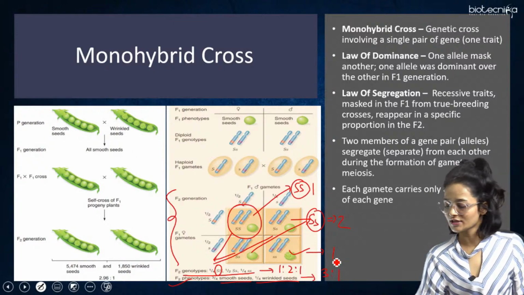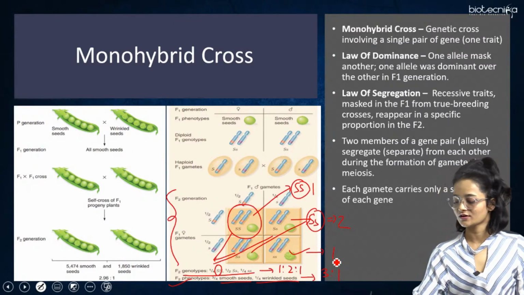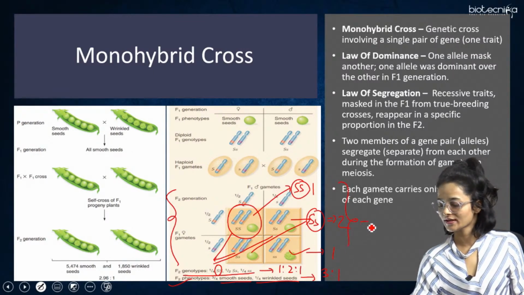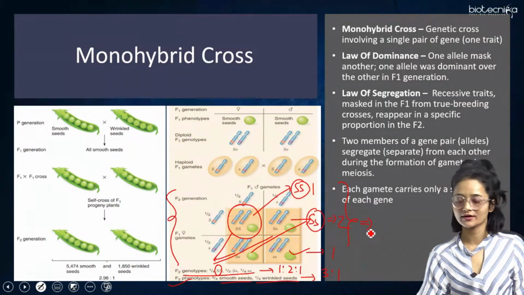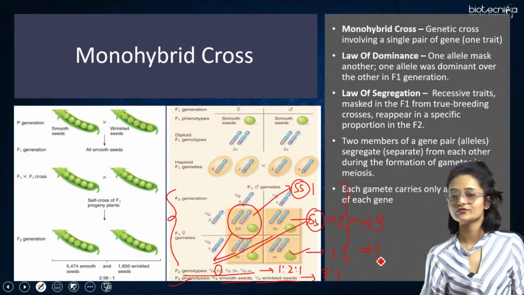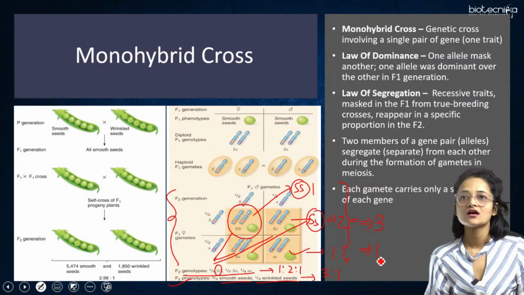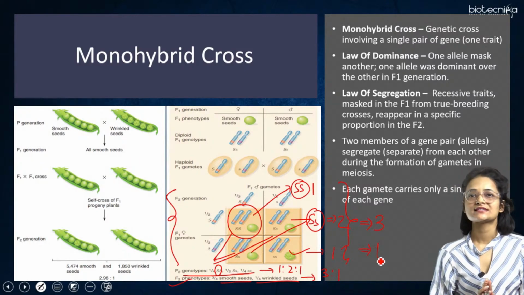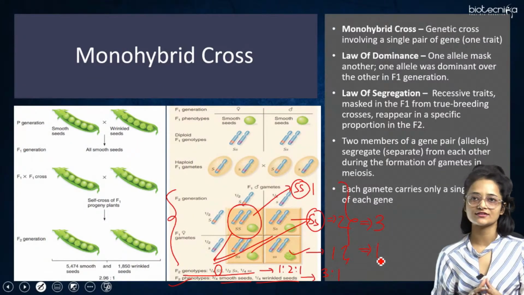While coming to the phenotype, all these three were showing the same phenotype, that is the dominant one. So this was 3 and this was 1. So the phenotypic ratio became 3:1. So it says that the monohybrid cross is basically the genetic cross involving a single pair of genes. That is, one trait is involved here.